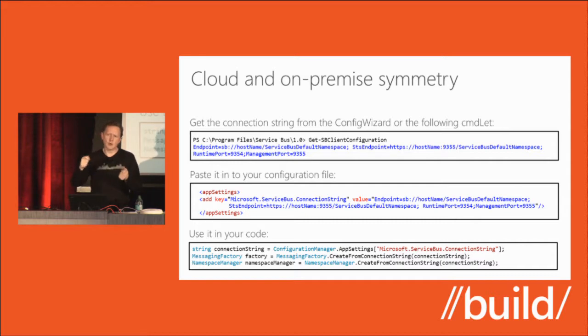So I can go to the portal and I can get a connection string from a namespace up in Azure Service Bus and put it in there, and everything will continue to work. So that's a really powerful symmetry between the two runtimes there.